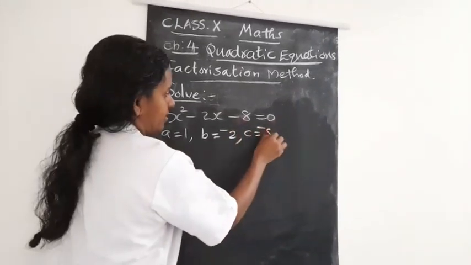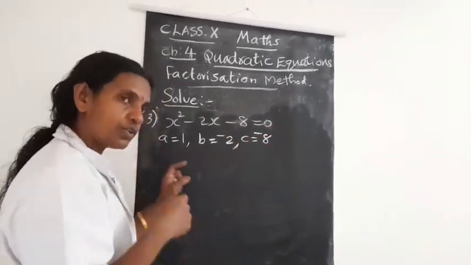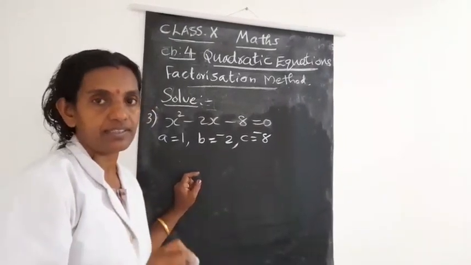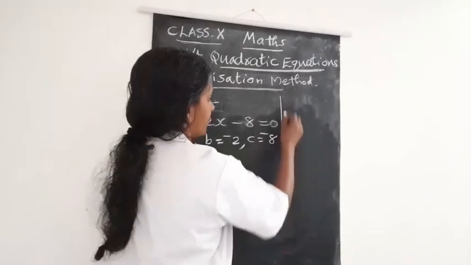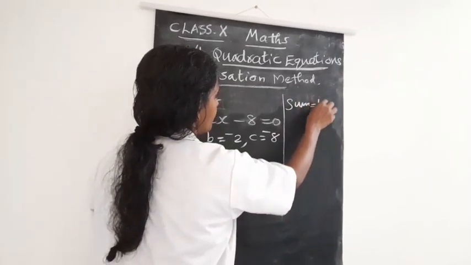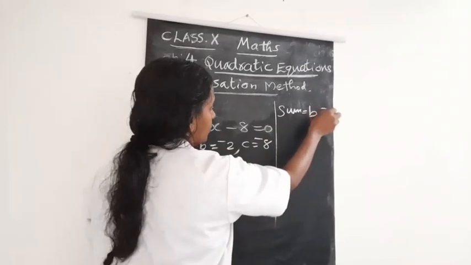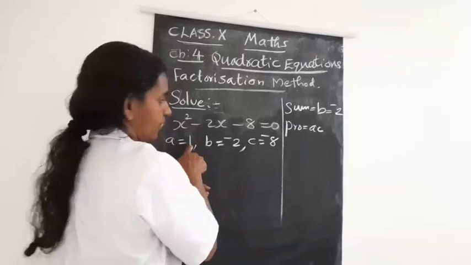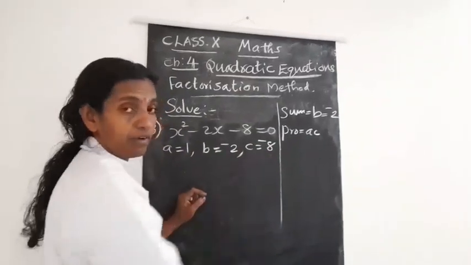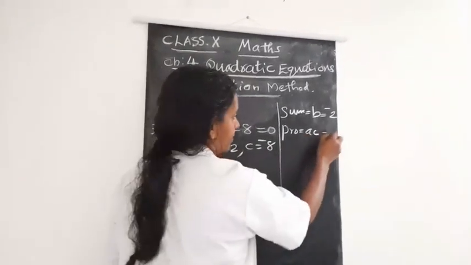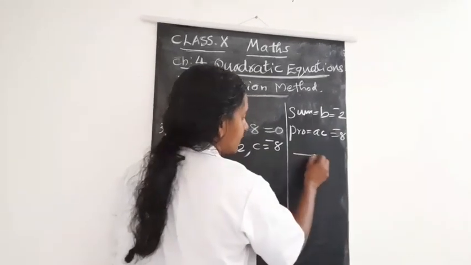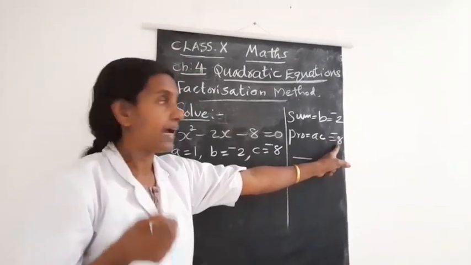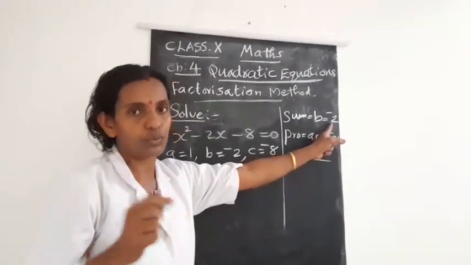Negative 8. So here also we have to find two numbers such that their sum is b and product is ac. So sum equal to b. b means what? Negative 2. And product equal to ac. ac means 1 into negative 8, it is negative 8. Now we need to select two numbers such that their product is negative 8 and their sum is negative 2.